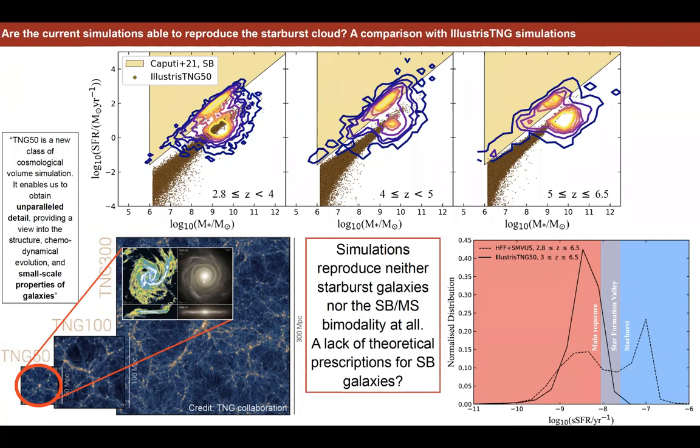So we conclude that maybe the simulations are not able to reproduce the starburst galaxies and the starburst main sequence bimodality, perhaps because of a lack of theoretical prescriptions useful to describe starburst galaxies, or because this kind of phenomenon could happen at very small scales, even smaller than what we can probe with TNG50, or maybe in the simulation, all those mechanisms that should suppress the star formation within galaxies are too efficient, like AGN feedback, stellar feedback, and so on.